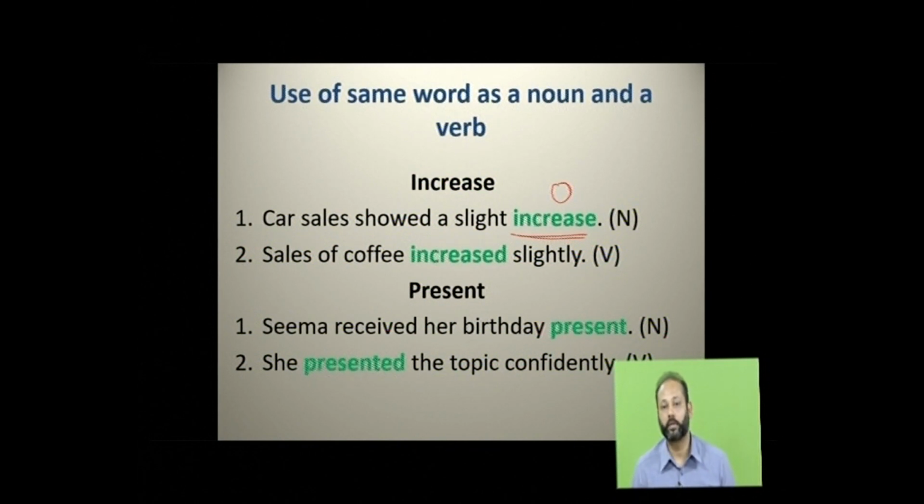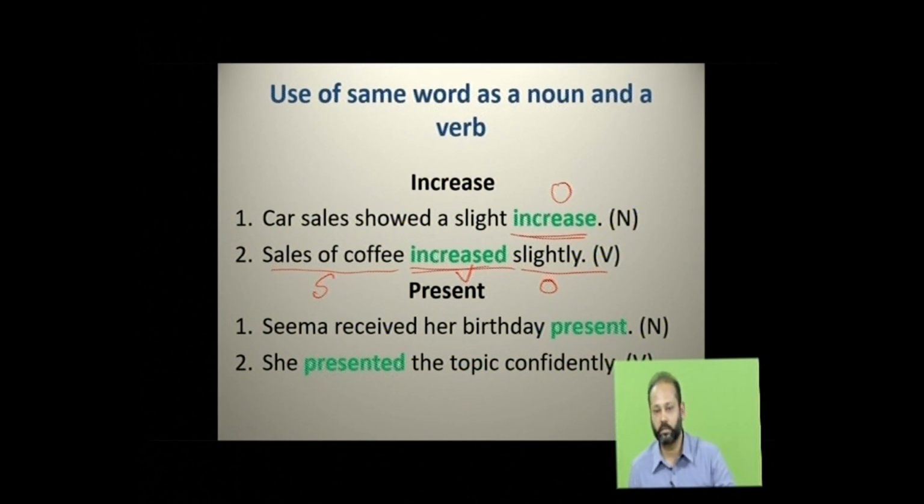Then we have increased, the word used as a verb. Sales of coffee increased slightly. So increased here becomes the verb because sales of coffee is the subject, slightly comes in the object. So this is how we use it. Then the next word is present. Well, first of all, we'll use this word as a noun. Seema received her birthday present. Present is used as a noun.